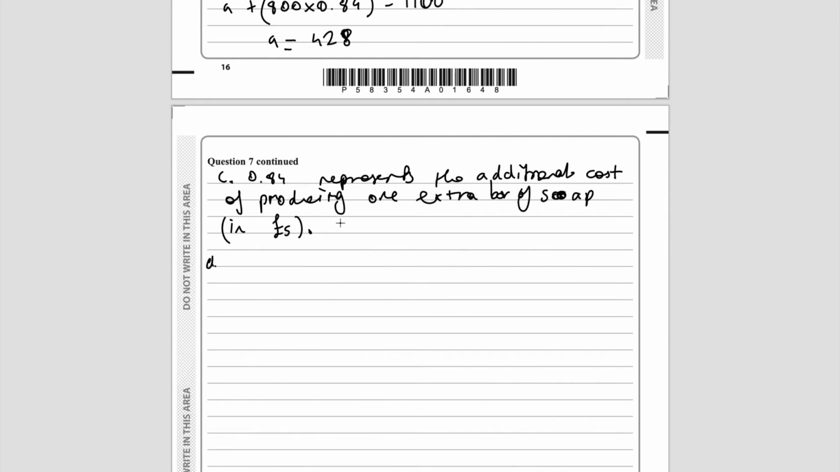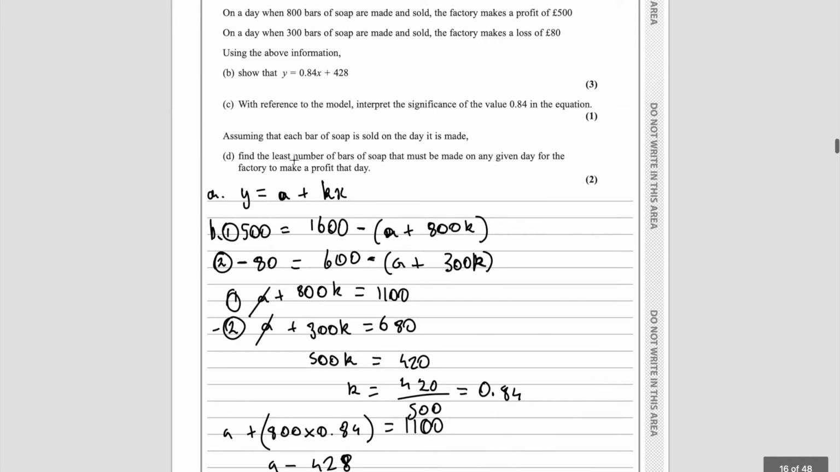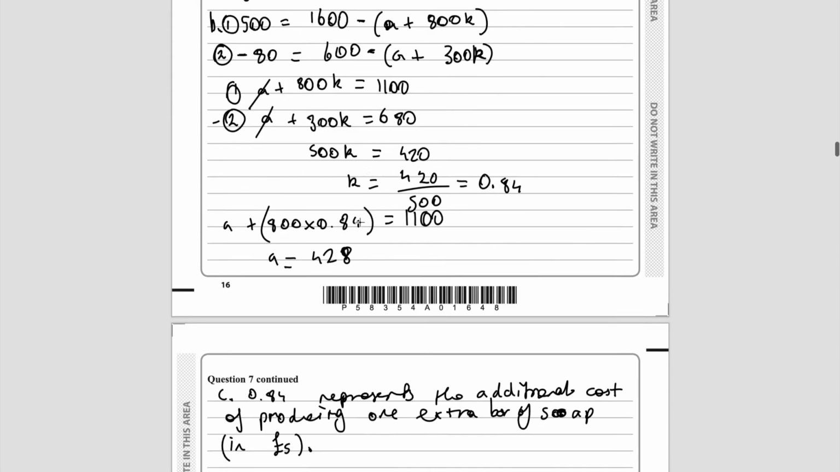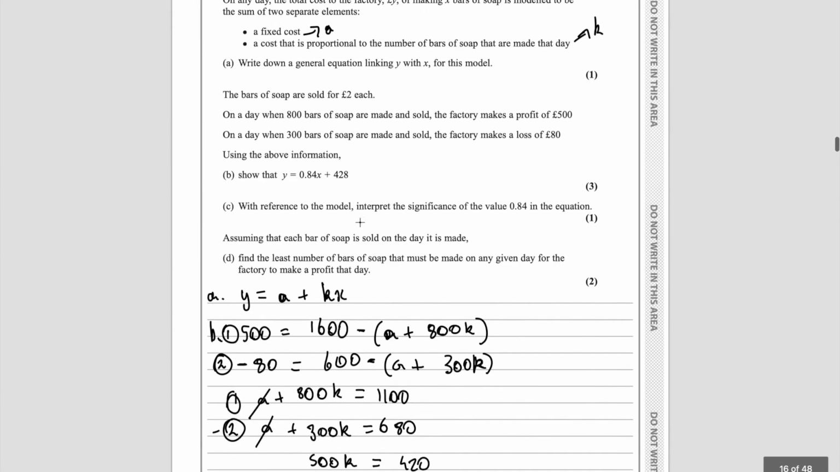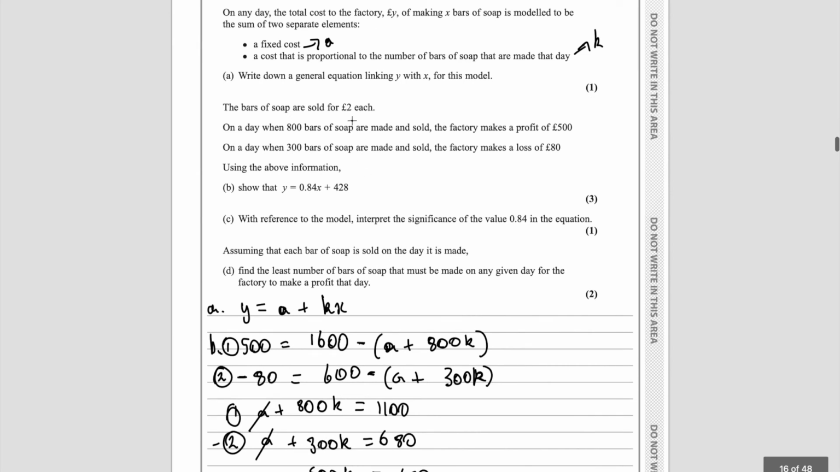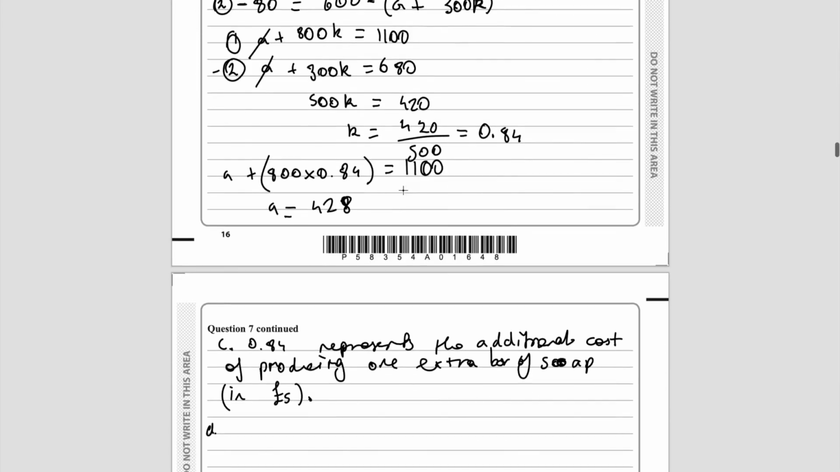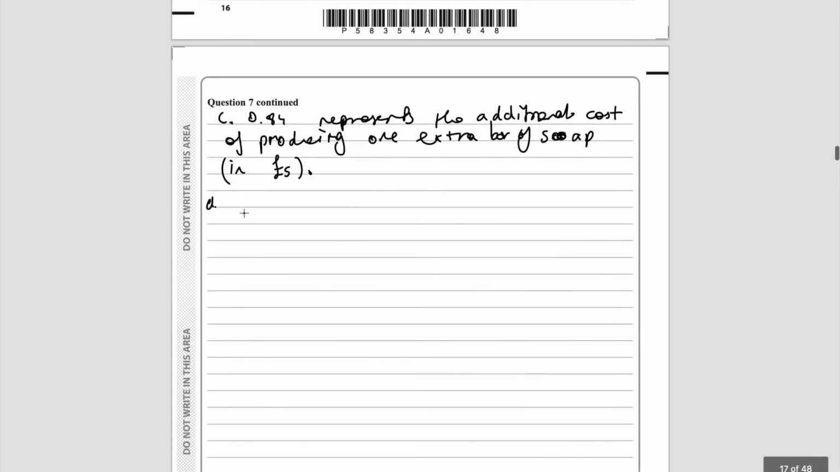For part D, we're asked to find the least number of bars of soap that must be made on any given day for the factory to make a profit that day. Okay, and for a profit to be made, we need a certain number of bars of soap, we'll call it N, multiplied by 2, and once we take away the cost from that, the difference must be more than 0. In other words, the total amount of money you're bringing in must be greater than the amount that's being taken out through costs.